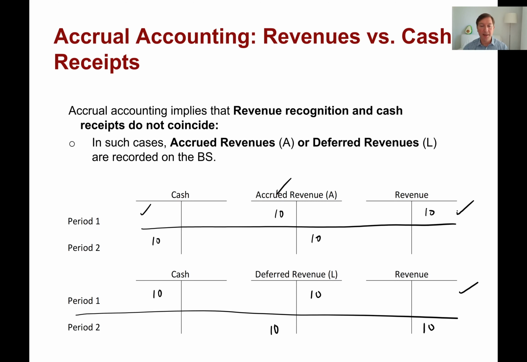Keep in mind that these are balance sheet accounts, not income statement accounts. Accrued revenue is an asset, deferred revenue is a liability. An example of deferred revenue could be advances from customers, for instance. Okay, it's also a general class.